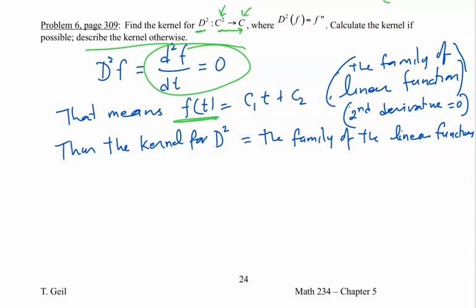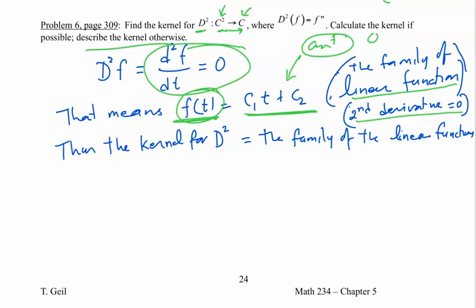Think about it: if I have a linear function and I take its derivative, I'm going to get a constant. And if I take the derivative of a constant, that's going to be 0, right? So that means the input has to be the family of linear functions, where the second derivative is going to be 0. So the kernel of this transformation, d squared, is the family of linear functions that makes it 0. Okay.